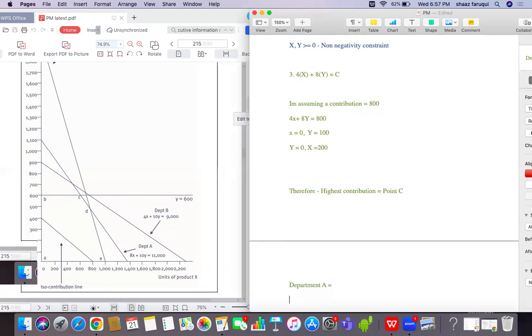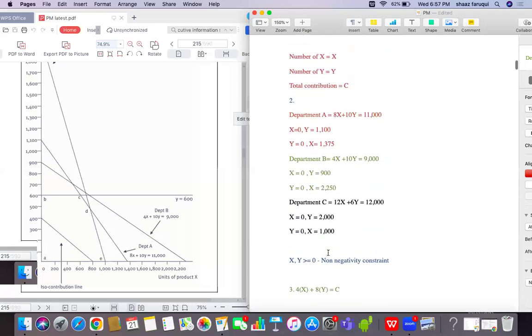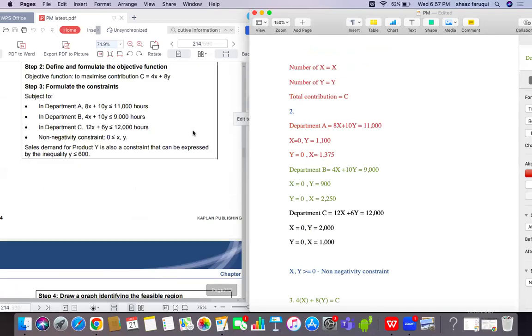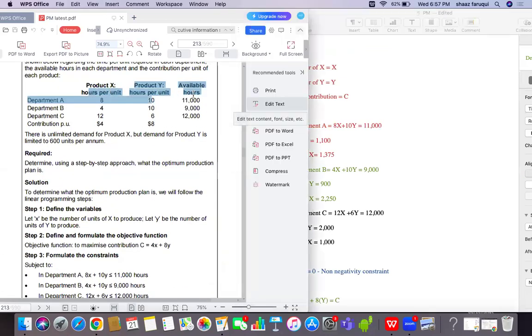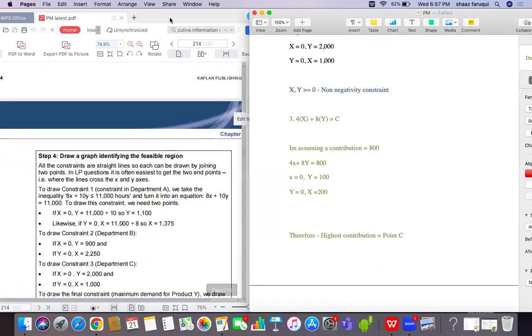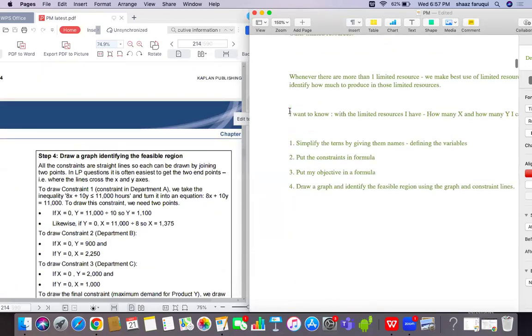Therefore, I will put that in a formula. Department A line, what was the formula? Going back to the question, the formula was 8x plus 10y is equal to 11,000. Anyway, I don't want to proceed further. I just want all of you to be clear.